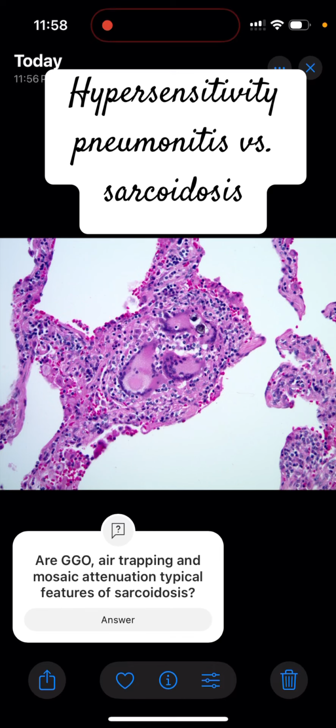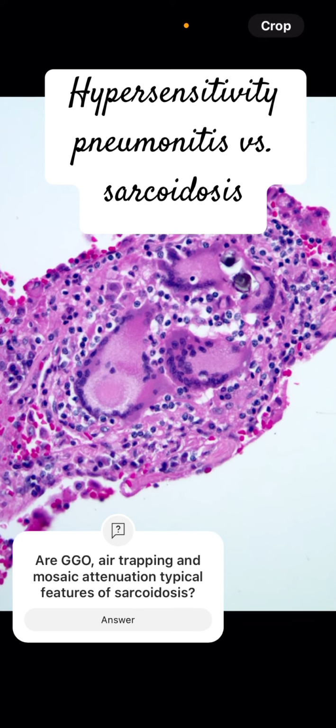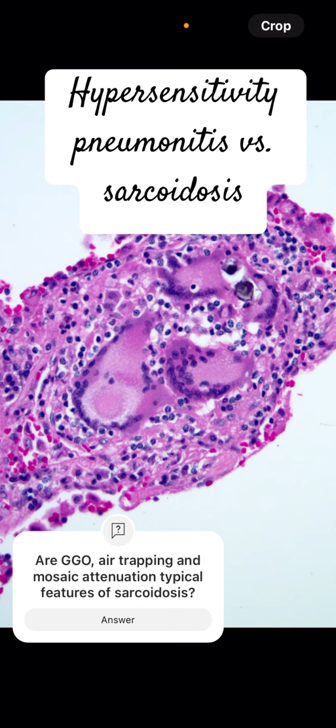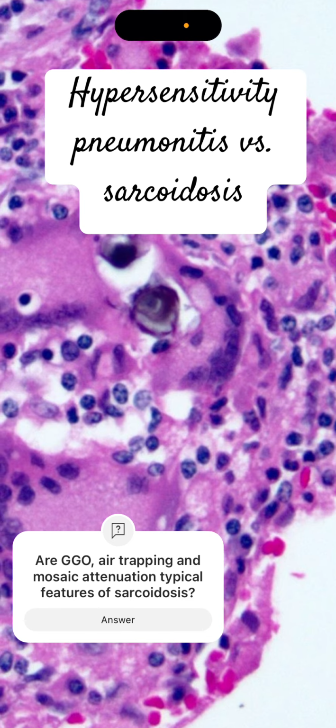Guys, for today's video, we are going to talk about hypersensitivity pneumonitis with granulomas versus sarcoidosis with granulomas. I'm going to show you how they look compared to each other. So hypersensitivity pneumonitis granulomas are often just a collection of multinucleated giant cells. Some of them may have an inclusion like you see there. Those inclusions are produced by the macrophages themselves and are therefore considered endogenous.